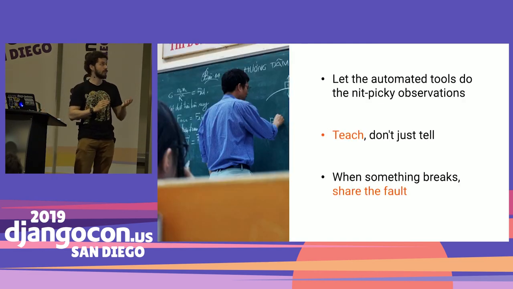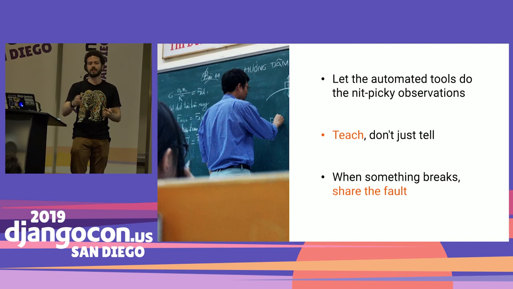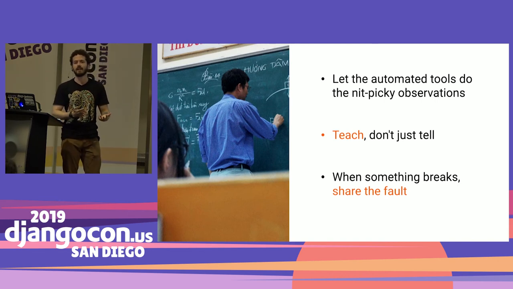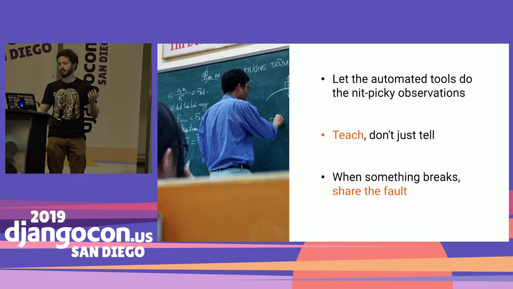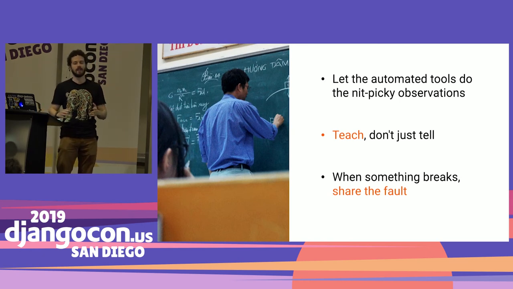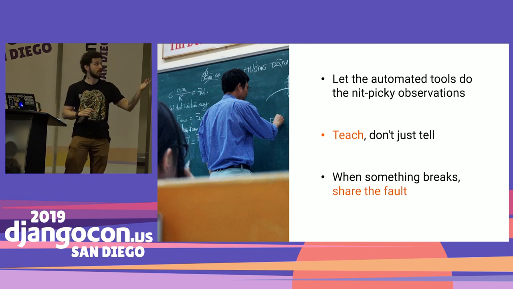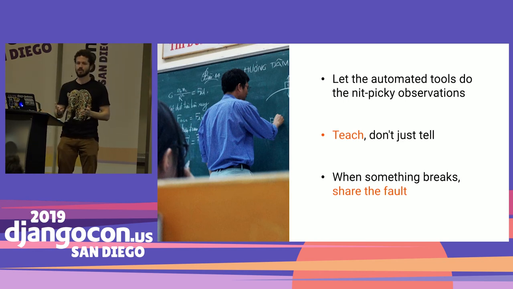Also, let the automated tools do the nitpicky observations. Don't be that person who keeps saying, oh, you forgot the semicolon here, or you're writing camel case instead of snake case. Have a process in your team where you have linters and a pre-commit routine that checks for that, so that you don't need to be the one doing it and being that annoying person that everybody hates.